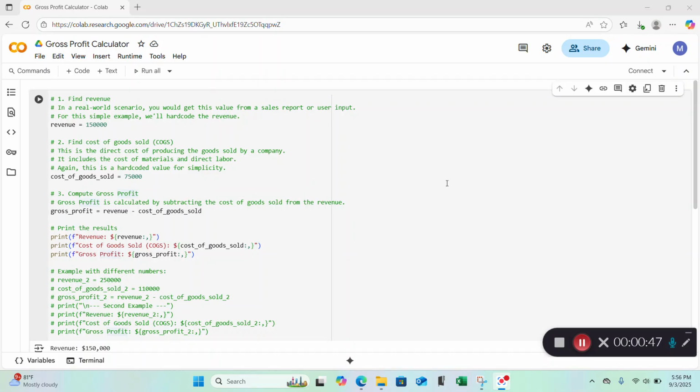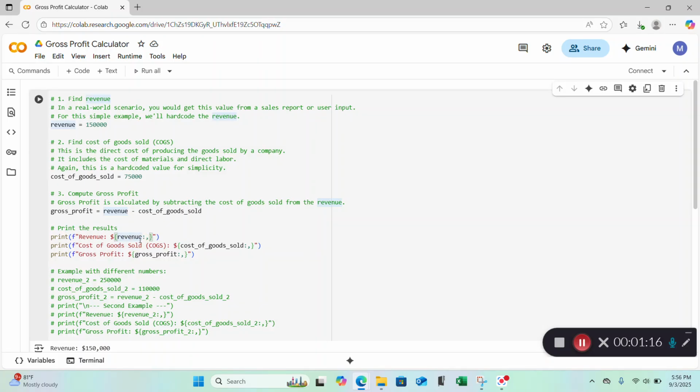Before I actually apply the formula for the gross profit, which, like I said earlier, is just going to be your revenue minus your cost of goods sold, when we actually run this code, we have the placeholder for the revenue variable. In this example, the revenue variable holds a value of 150,000.